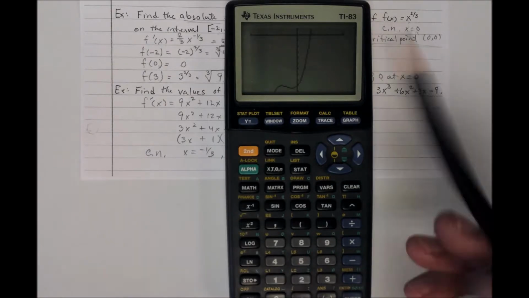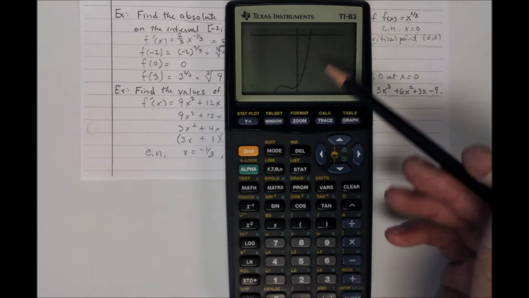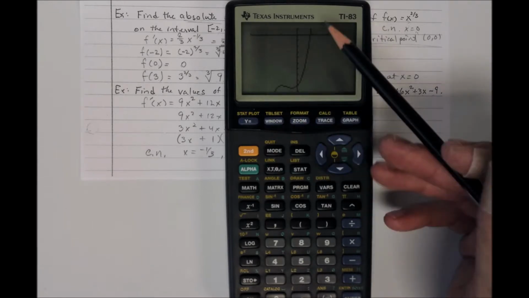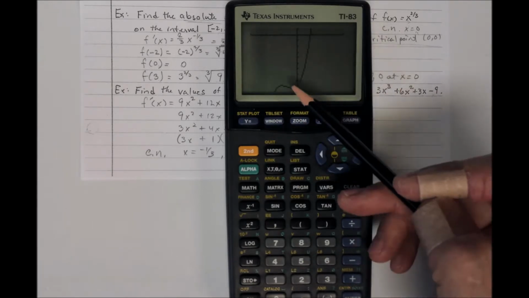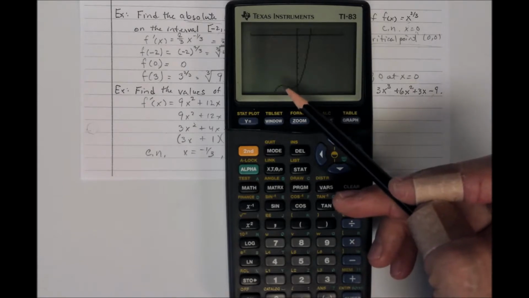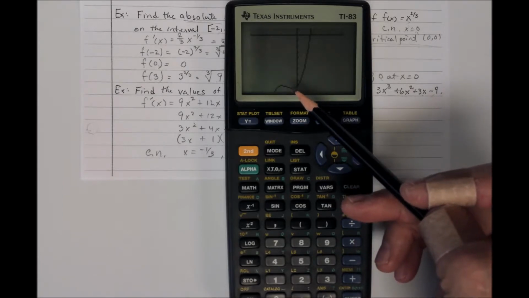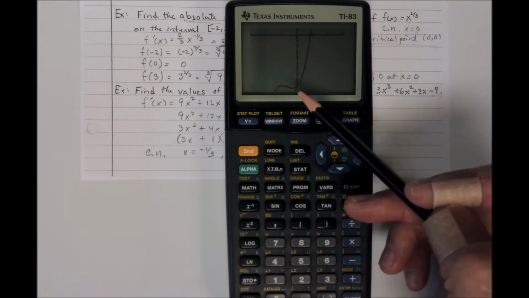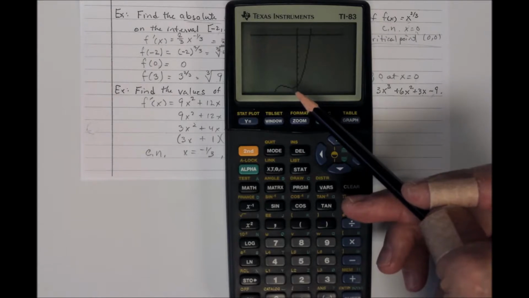Do you see how on my graph, this is kind of a sideways S shape. This is going to drop down forever and ever. This is going to go up forever and ever. But do you see I've got a little top of the hill here and a little bottom of the valley here. So that's where I'm going to have a relative maximum occur, and that's where I'm going to have a relative minimum occur.